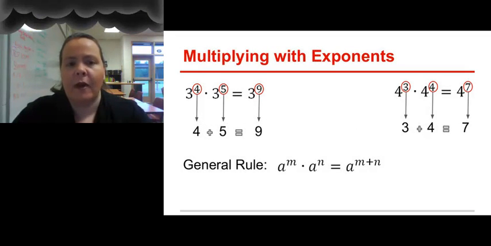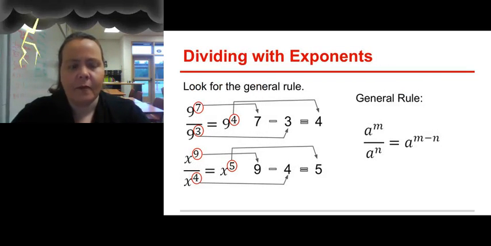Also, we have talked about multiplying with exponents, and we found the general rule to be that when we multiply with the same base, we add the exponents. That's why our general rule reads a sub n times a sub m equals a sub m plus n. And with dividing, we saw that with that general rule, when we have the same base, we subtract exponents.